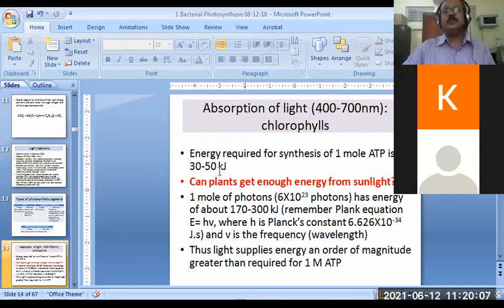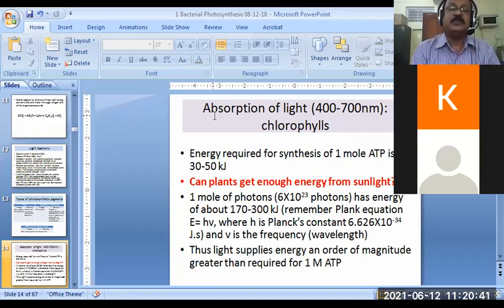Then let us come to the absorption of light by the chlorophylls. The light which is absorbed by the chlorophylls falls in the visible range, that is 400 nanometer to 700 nanometer. One thing you should remember is that the energy required for synthesis of 1 mole of ATP is about 30 to 50 kilojoules. Why there is not an exact figure, but a range of 30 to 50 kilojoules?